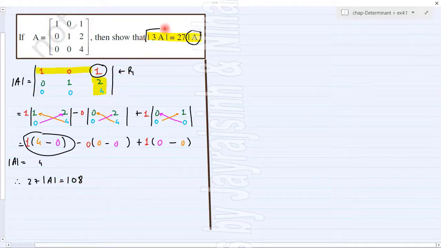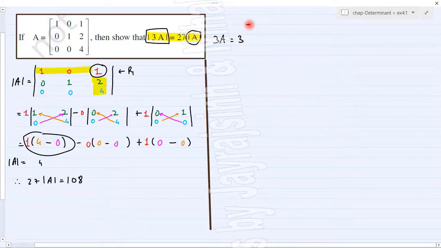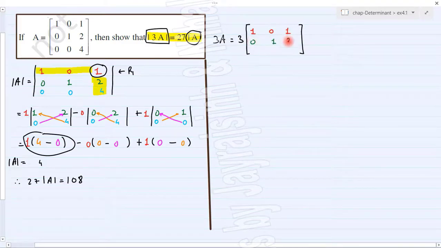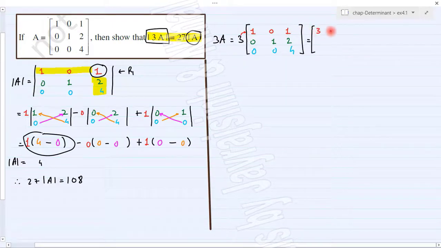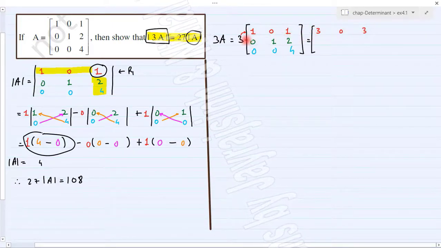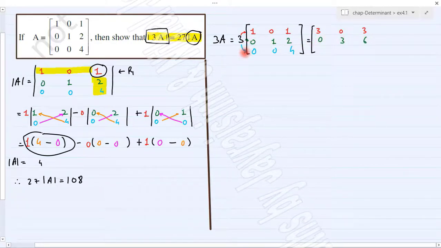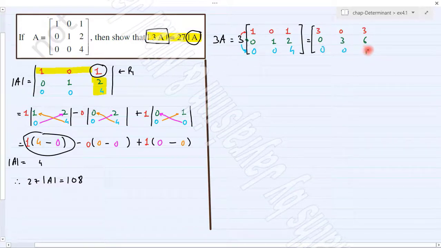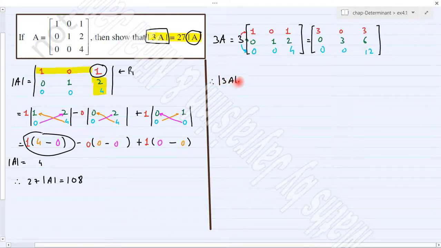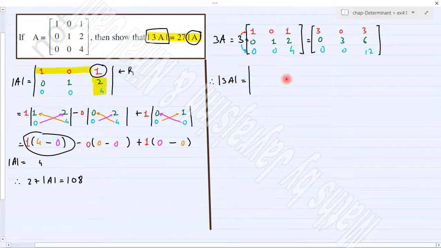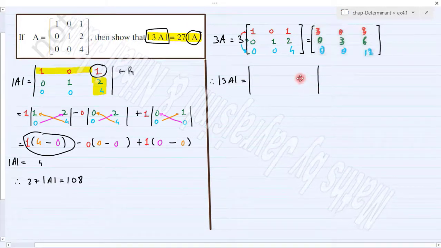Now let's try to get our left hand side, which is 3A. So we have to multiply 3 with each element of matrix A. Multiplying 3 with the first row will give us 3, 0, 3. Then multiplying with the second row will give us 0, 3, 6. And from the last row we will get 0, 0, 12. So we can say determinant of 3A will be the determinant, and let's get their elements.